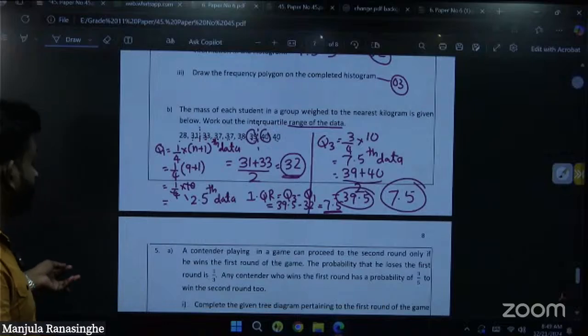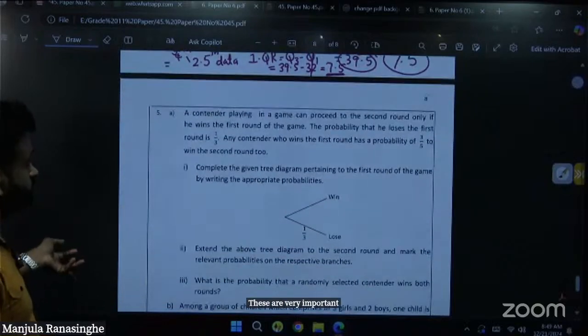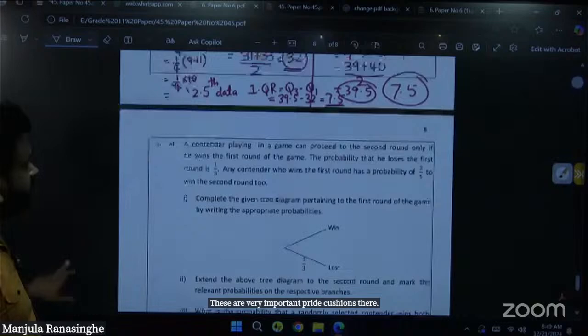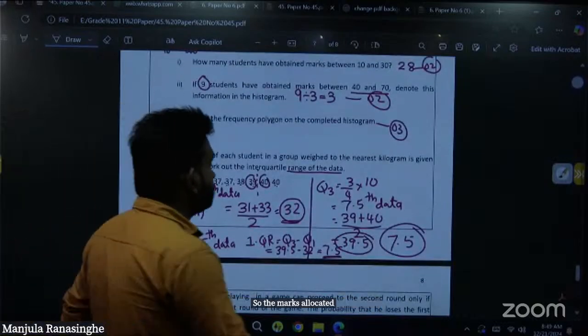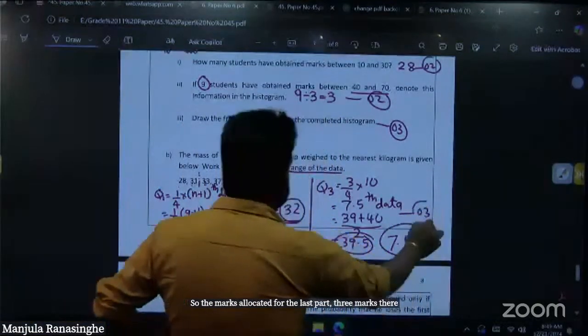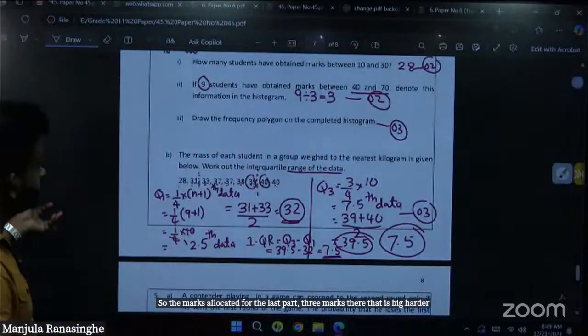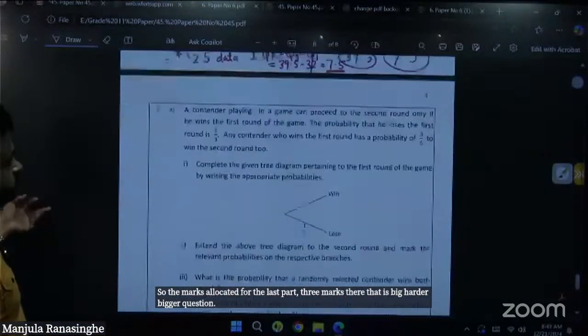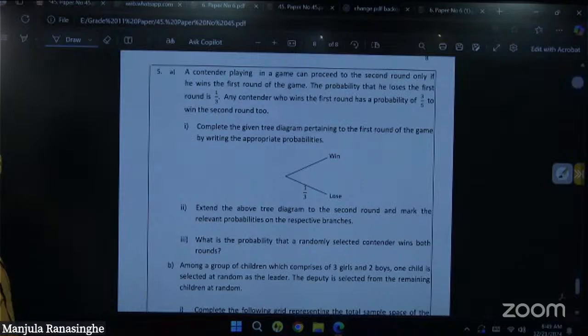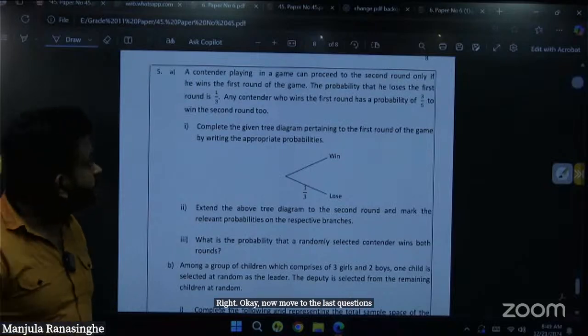Right, these are very important questions. The marks allocated for the last part are 3 marks. That is a bit harder, bigger question. Okay, now move to the last question, the fifth question.